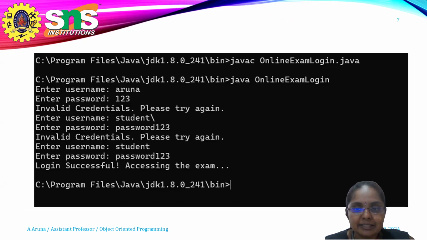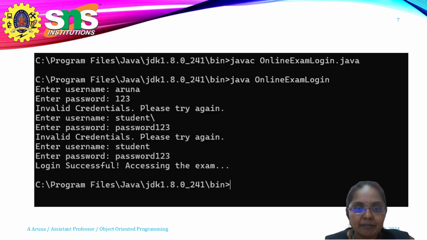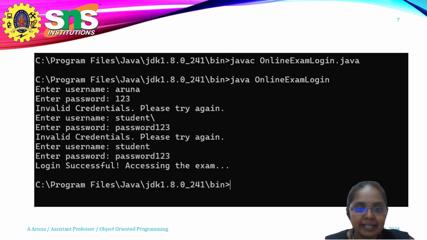So I have compiled this program using the command prompt. I'm using the Java compiler with my file name .java, because I have saved the file with my class name. My main class name is online exam login, and I have to save the file with that name. So I have run this. I have entered the username as Aruna and the password as student 123, because I have stored my password as student 123. But here I have given the wrong password, so it will display invalid credential. Please try again. Again I am giving the wrong password.